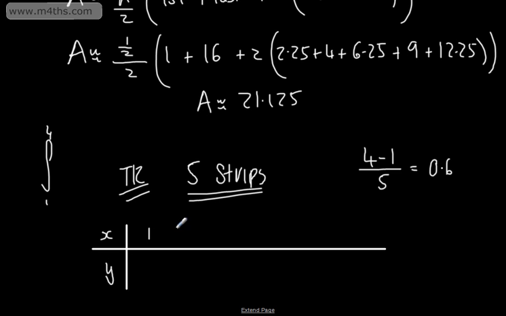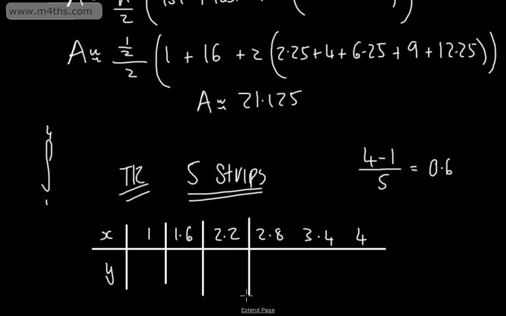We've got 1, so we're going to have 1.6. We're going to have 2.2. We're going to have 2.8. We're going to have 3.4. And we're going to have 4. So 5 strips gives rise to 6 ordinates. So let's put this in. So 5 strips, 6 ordinates. All we would simply do is put these in and go ahead and work it out.